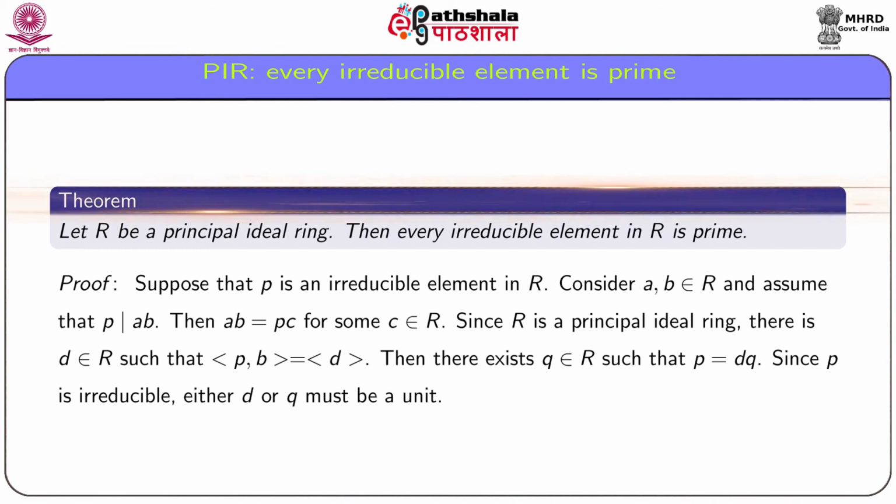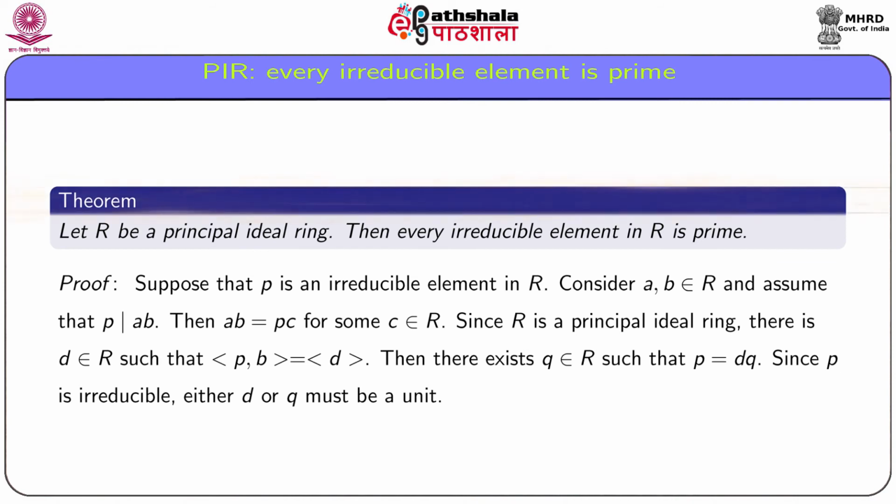Consider an irreducible element P in R. To show that P is prime, assume P divides AB. Then AB is equal to PC for some C in R. Now we show that either P divides A or P divides B.